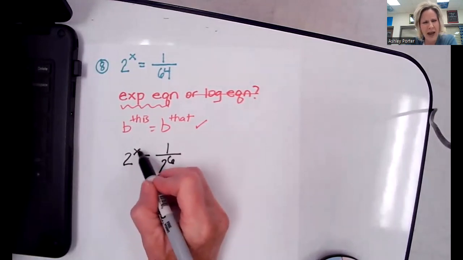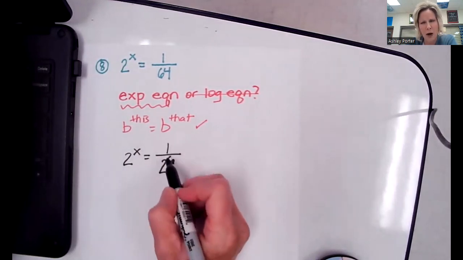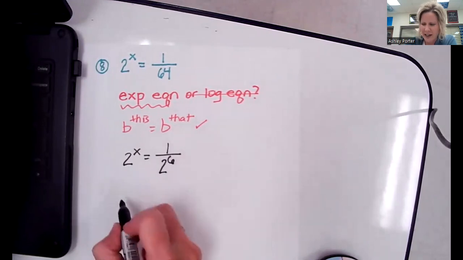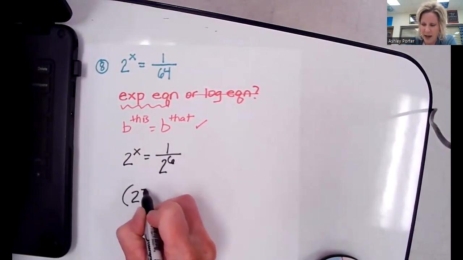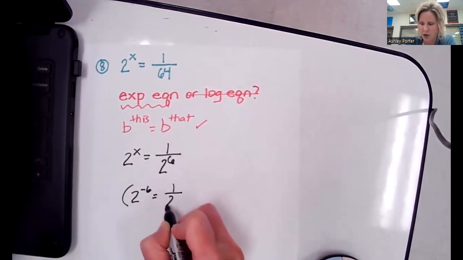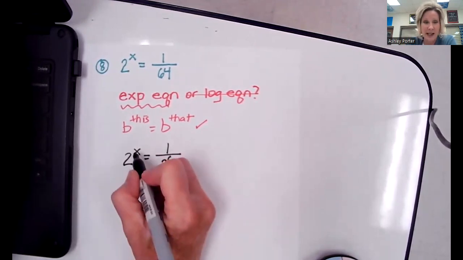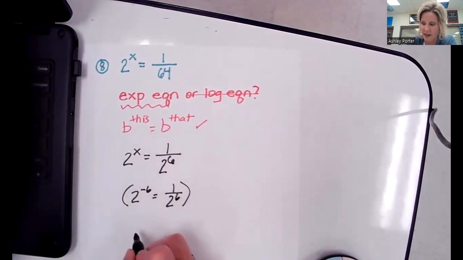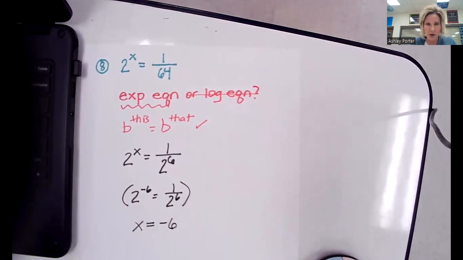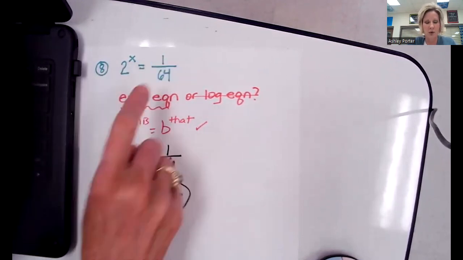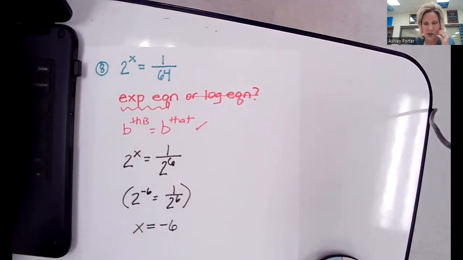So 2 to what exponent will make it drop to 1 over 2 to the 6th? It would have to be, guys, 2 to the negative 6, which equals 1 over 2 to the 6th. That's what I'm thinking. So that means this x is that negative 6. I don't need to check answers for extraneous because exponential equations don't have extraneous solutions.